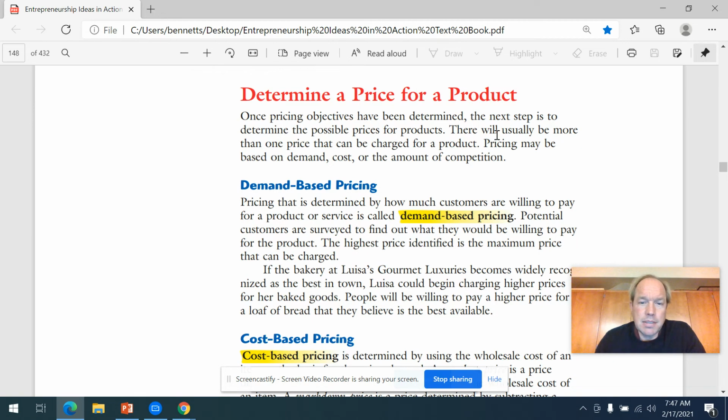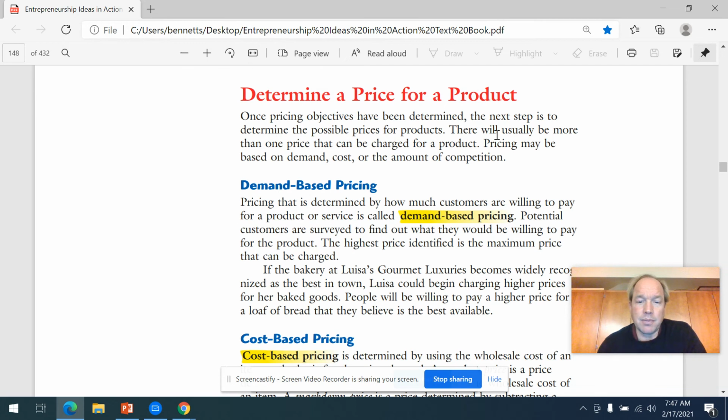Demand based pricing, pricing that is determined by how much customers are willing to pay for a product or service, is called demand based pricing. Potential customers are surveyed to find out what they would be willing to pay for the product. The highest price identified is the maximum price that can be charged.